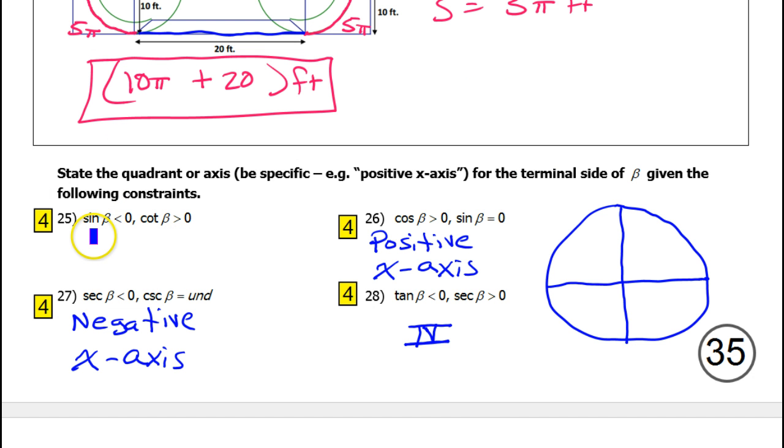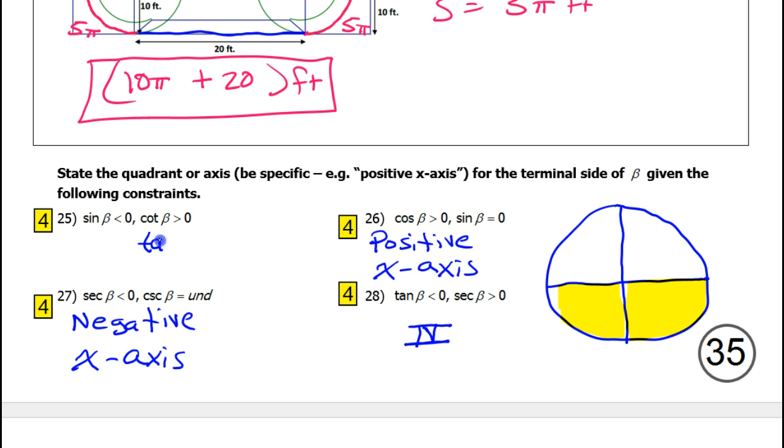So the question is, where is the sine function negative? Where are the y values negative? The y values will be negative below the x-axis. So right away that tells us that we are either talking about the third quadrant or the fourth quadrant. These are the two places where the y values, and therefore the sine function, will be negative, less than 0. Now, we need to further narrow it down and decide in which of these two quadrants the cotangent will be positive, greater than 0.